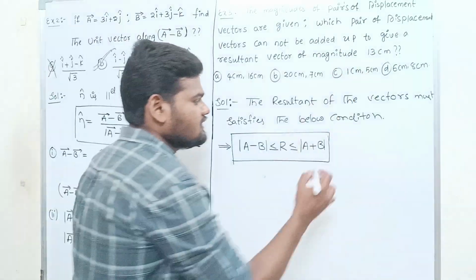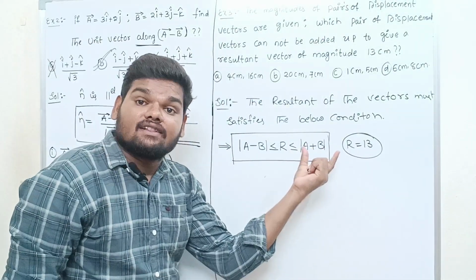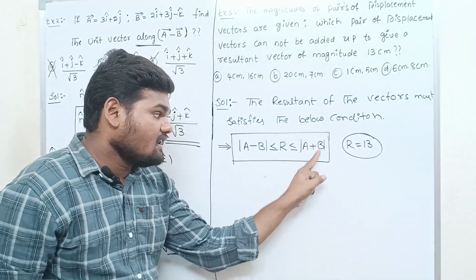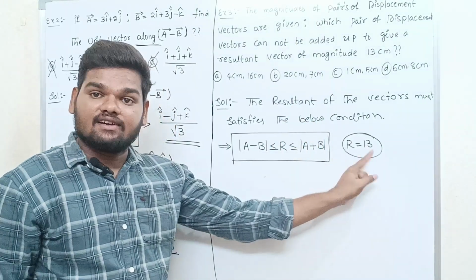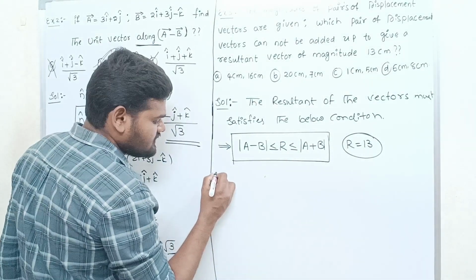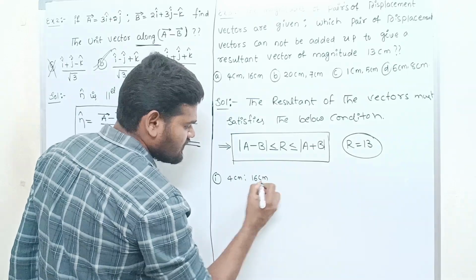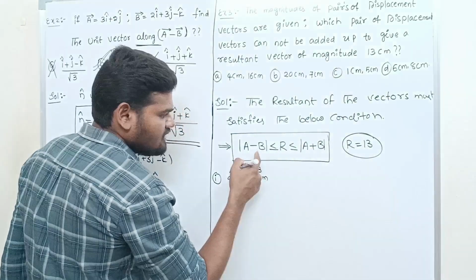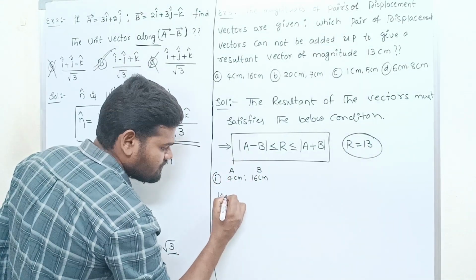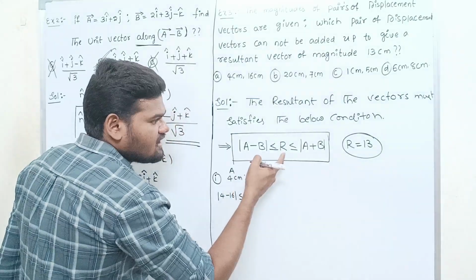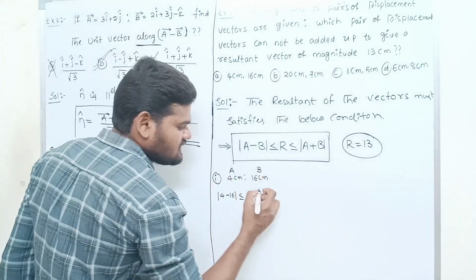Magnitude of a minus b must be less than or equal to the resultant. What is the resultant here? R bar is 13. And if we add the magnitudes of the two vectors, that must be greater than or equal to R, 13. Okay, have a look. I'm taking the first option. What is the first option? 4 centimeters and 16 centimeters. Let us say this is A and this is B. So I'm applying this condition: magnitude of A minus B, 4 minus 16, is less than or equal to R, the resultant 13, which is less than or equal to A plus B, 4 plus 16.